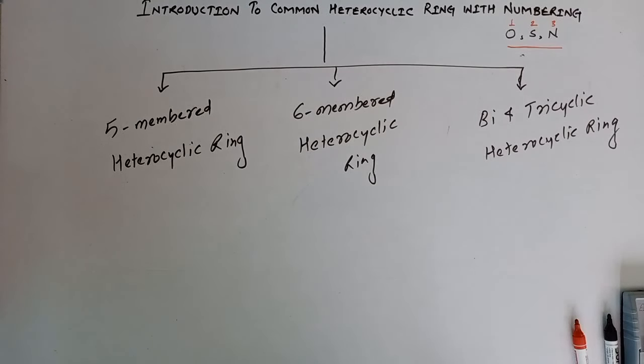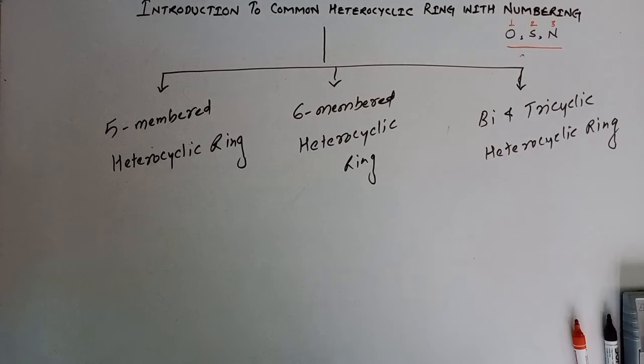Hello student, today we will discuss heterocyclic rings with numbering. Heterocyclic rings are the most important aspect of medicinal chemistry, and in order to plan the synthesis and to memorize the structure of a drug, we need to identify and memorize the heterocyclic ring which is present in that particular drug or molecule.